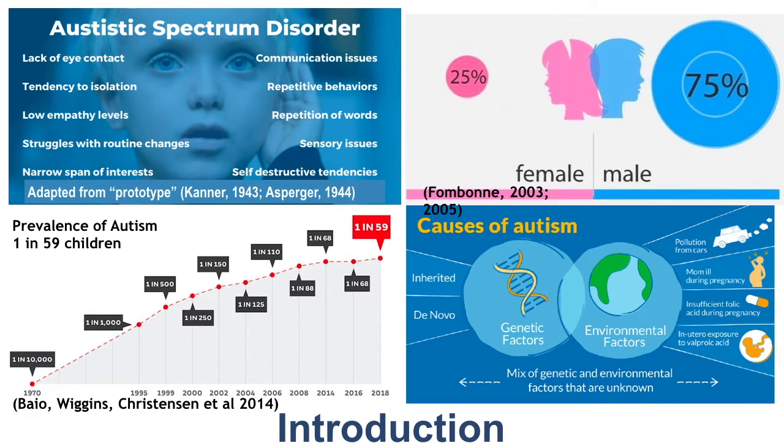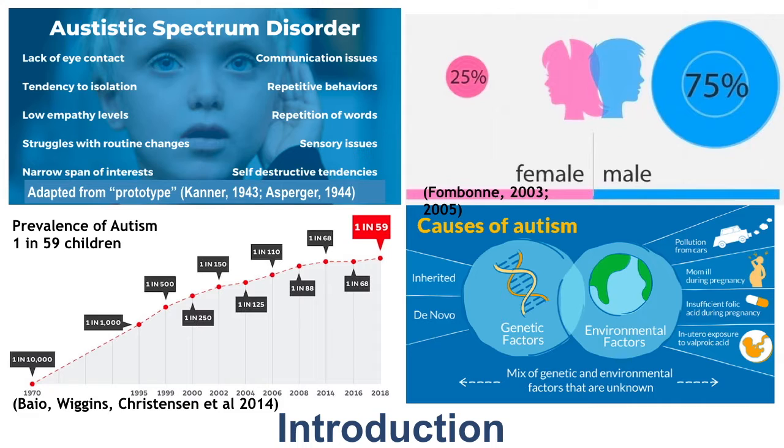Autism affects 1 in 59 children. This has increased from 1 in 10,000 since 1970. Within ASD, it is believed that males outnumber females 4 to 1, and this ratio hasn't changed since the earliest study. Conversely, Asperger's study only 4 boys, and Kanner studied 8 boys but only 3 girls.